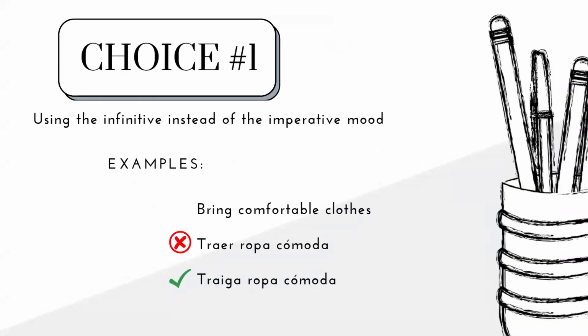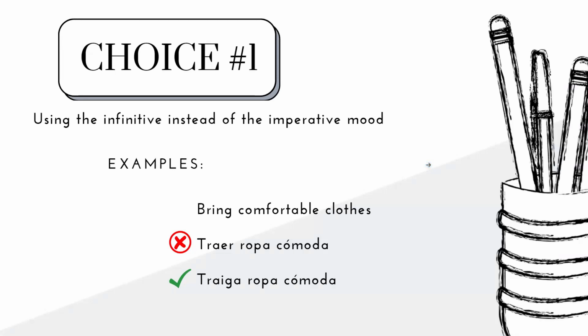Choice 1, using the infinitive instead of the imperative mood. I have noticed that a lot of English speakers tend to leave a lot of the verbs unconjugated in the infinitive mood instead of using other moods like the imperative or the subjunctive. This makes it easier sometimes to use verbs, but it also makes you sound less natural.